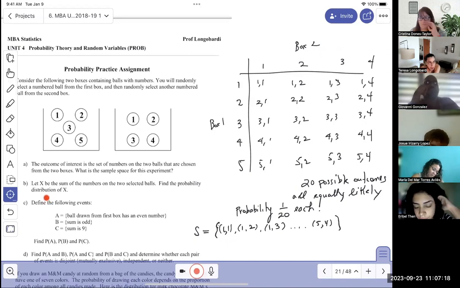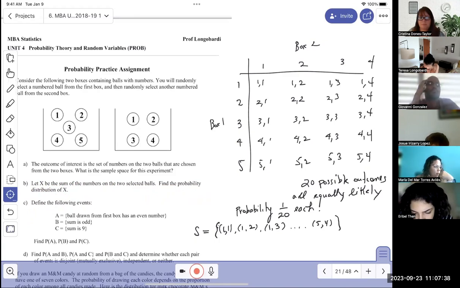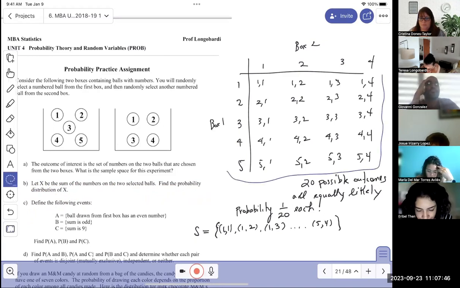Let X, now we define a variable, not just the outcome, because this is the outcome of 2 boxes, the balls. But now we're going to define X as the sum of the numbers on the 2 balls selected. But now find the probability of X. So we're going to take this and I'm going to replace. So let me store this somewhere so I don't delete it.